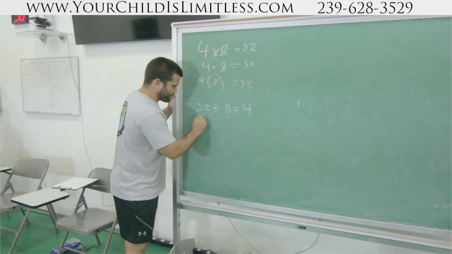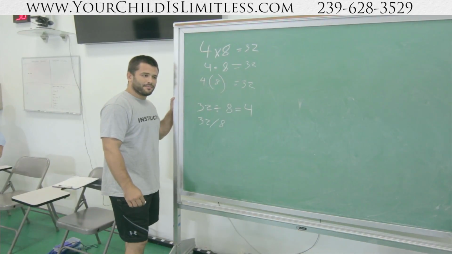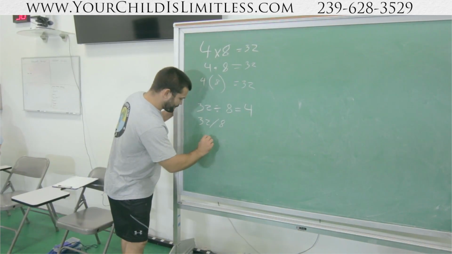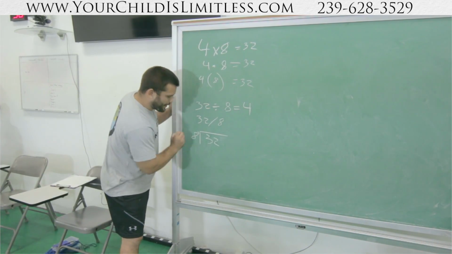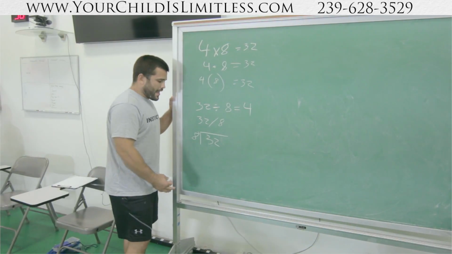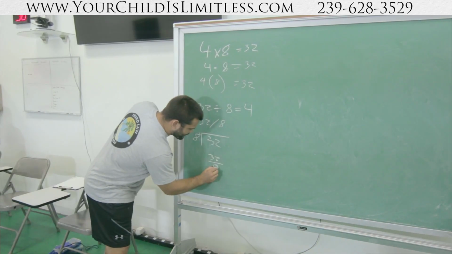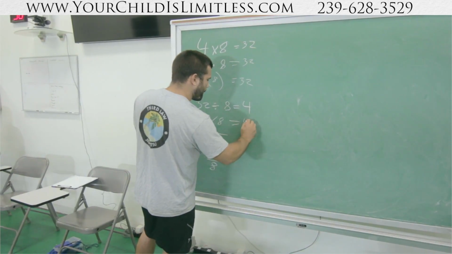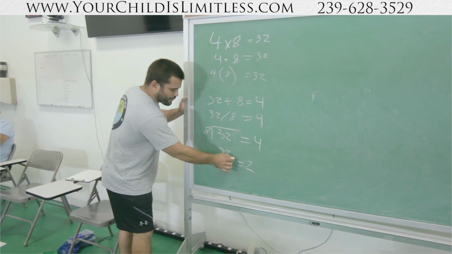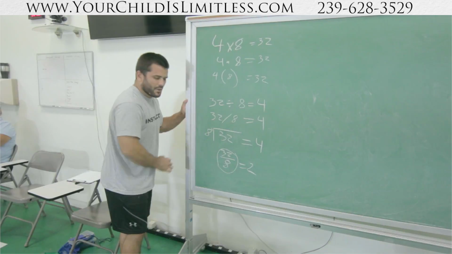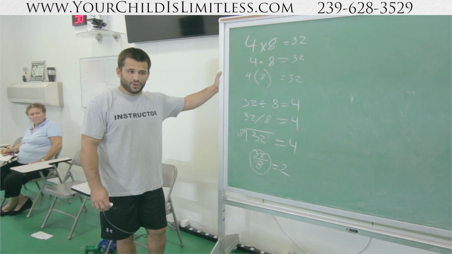This also means 32 divided by 8, right? This also means 32 divided by 8, which you can use for long division. And this also means 32 divided by 8. All of this is equal to 4. The one that is of interest today is when we do this right here, 32 divided by 8. That is a fraction. Understood?